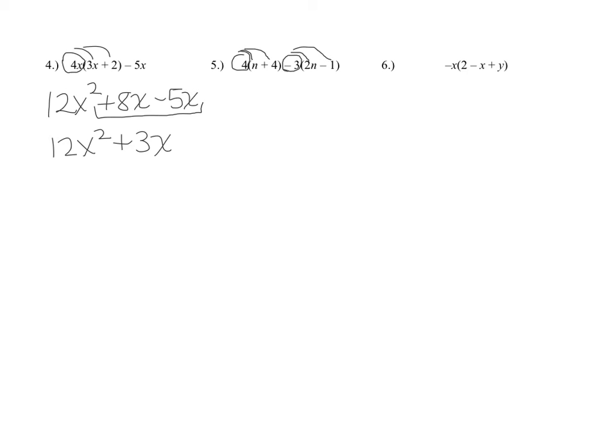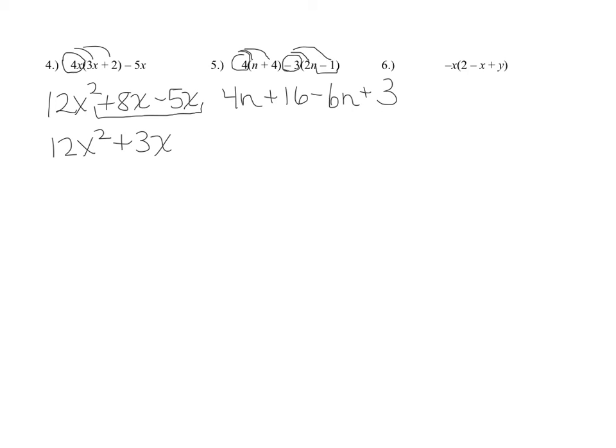So now 4 times n is 4n. 4 times 4 is positive 16, so I'm writing plus 16. And then -3 times 2n is negative 6n. And -3 times -1 is positive 3. It's really important that you have the signs right.